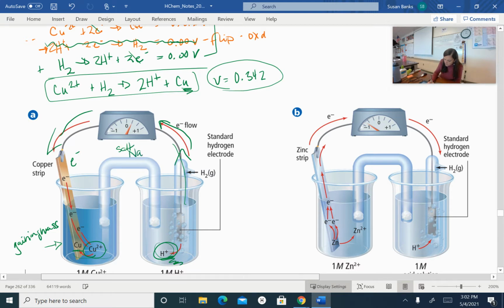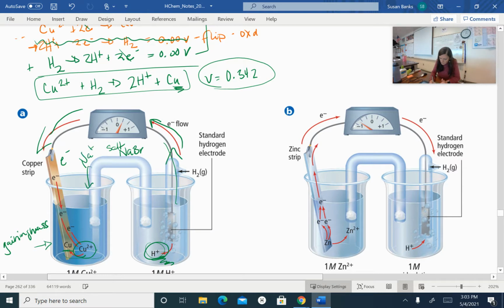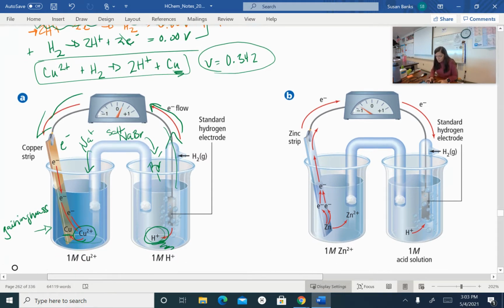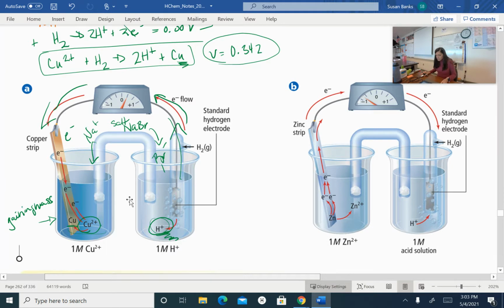So if we have a salt in here, let's just put a really basic salt in here, sodium bromide. If I have more and more negative electrons coming in to the copper side, what do I need to balance that out? Yeah, I'm going to need to have sodiums coming in here to balance those charges out. And if I keep having electrons coming out of here and leaving me with hydrogens, I'm going to need the bromides to balance that side out. Okay? And we are going to take hydrogen gas and make hydrogen ions here.